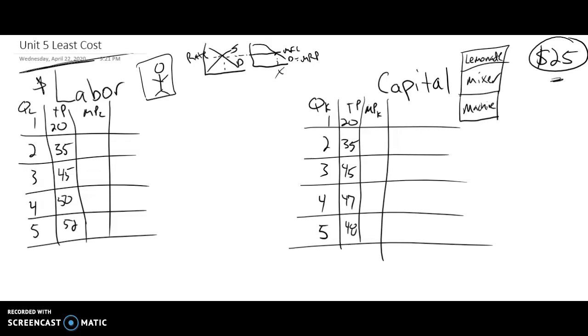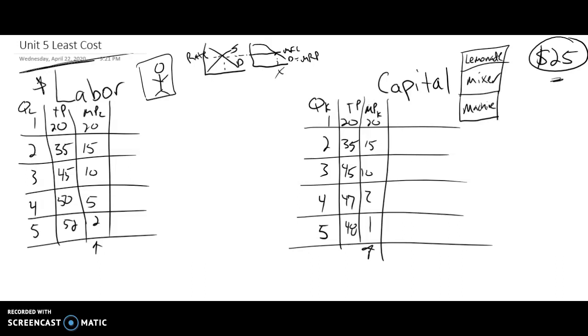The next thing we want to do is find the marginal product of labor and capital, which is just how much extra output I get from one more worker or one more machine. For labor, this is going to be 20, 15, 10, 5, and 2. And for capital, it's going to be 20, 15, 10, 2, and 1. Now, here's the trick.